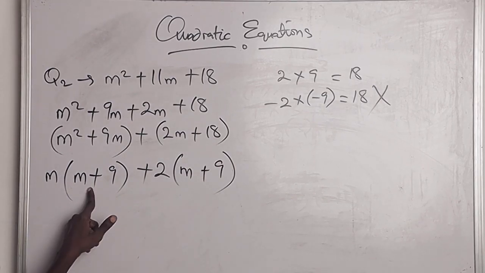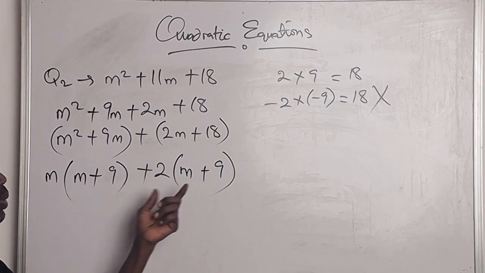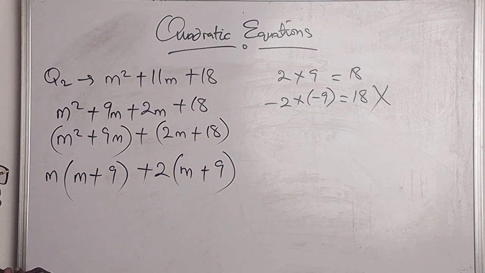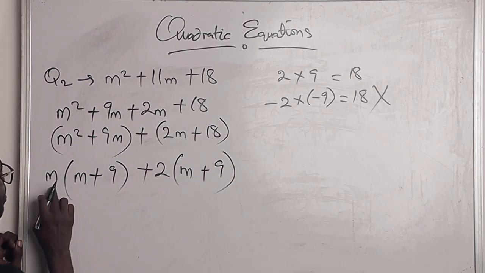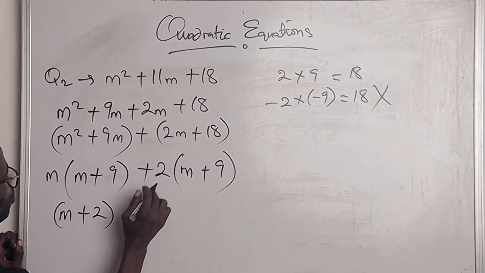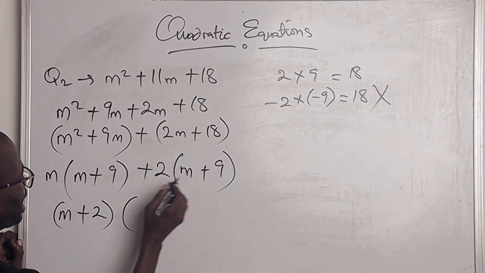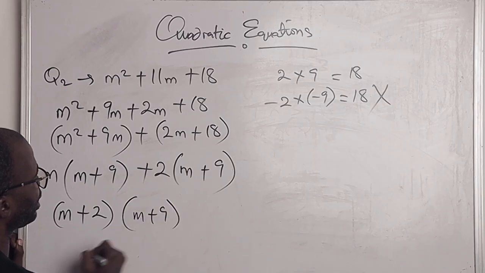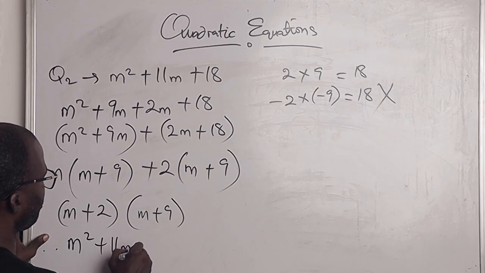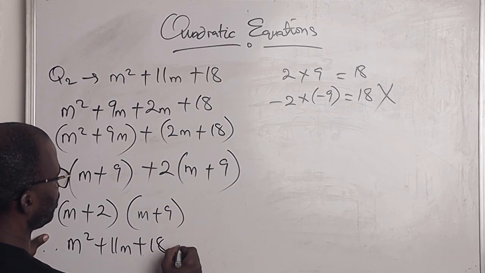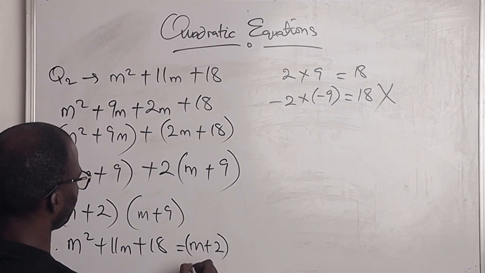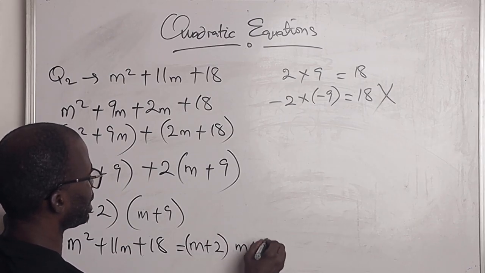So, you can see, what you have in both brackets are already similar, they are already the same. So that's telling you that you are in the right part. So what will I do? M plus 2, m plus 9. So therefore, m squared plus 11m plus 18 is equal to what? M plus 2 into bracket m plus 9.